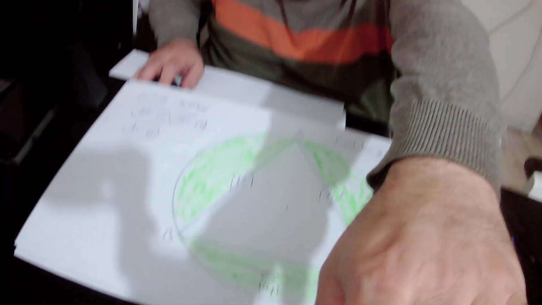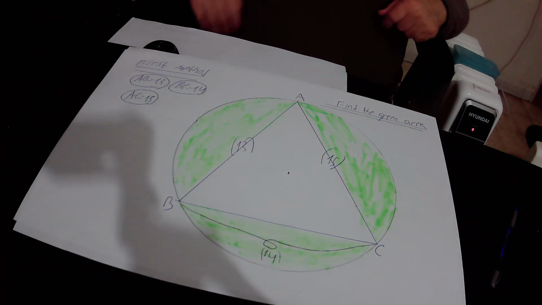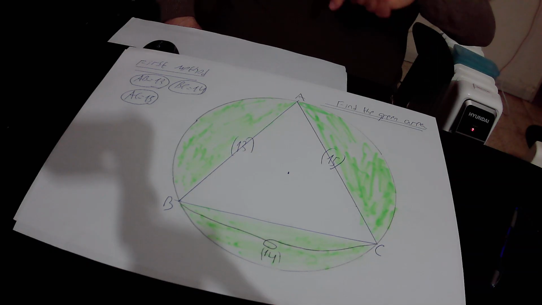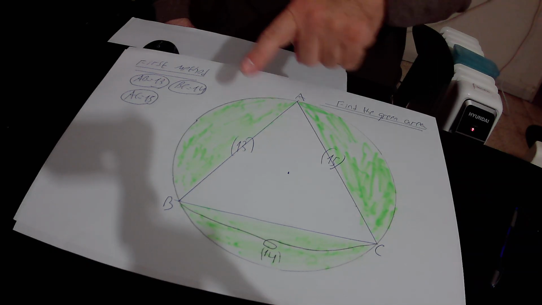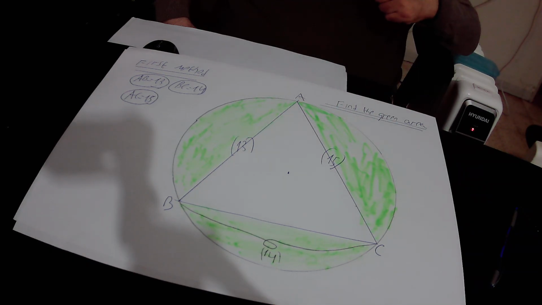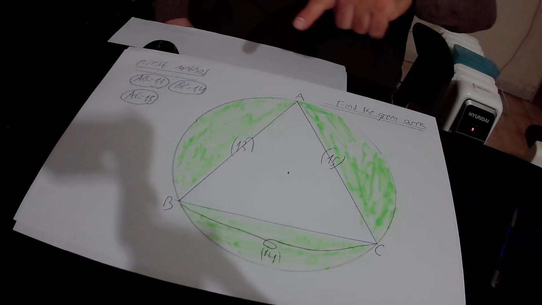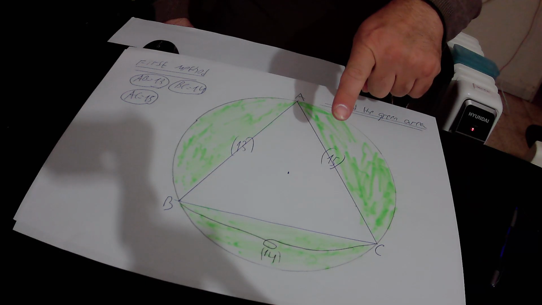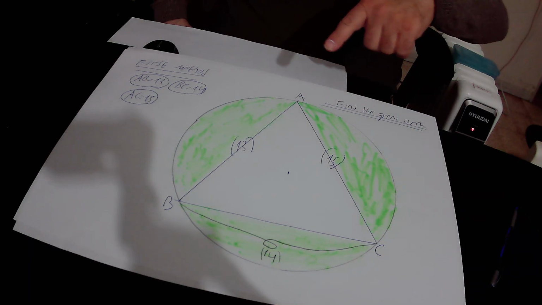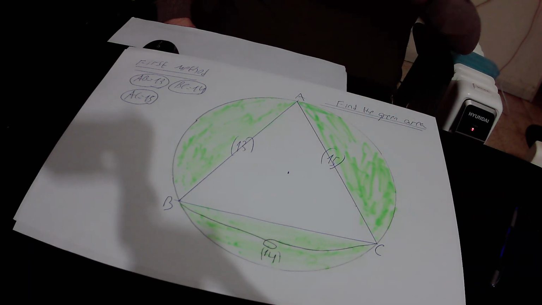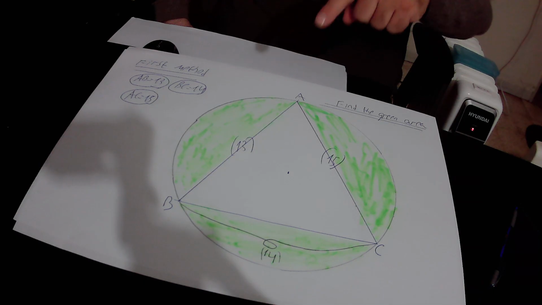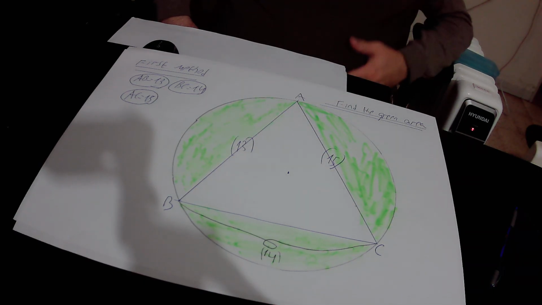Hello, in this lecture we'll find out the area of the green shape using two different methods. In the drawing we have a circle. Inside this circle we have triangle ABC. We also know that side AB of this triangle ABC equals 13 units, side BC equals 14 units in its length, and side AC equals 15 units. Our mission is to find out the area of this green shape.